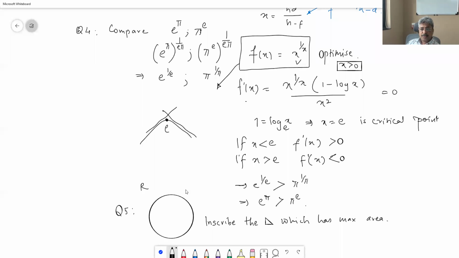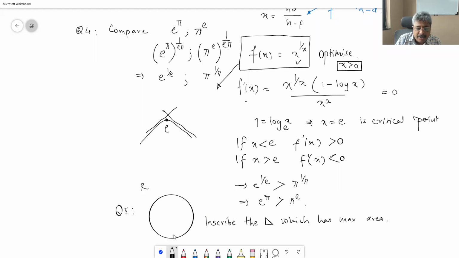Okay, suppose we fix the circle and we want to find out the area of the triangle which is inscribed in a circle which is supposed to be maximum. So it is an optimization problem. Maybe you are aware of the answer, but the answer is not important. Getting that answer through differential calculus is important.